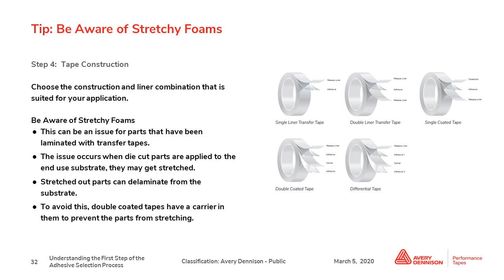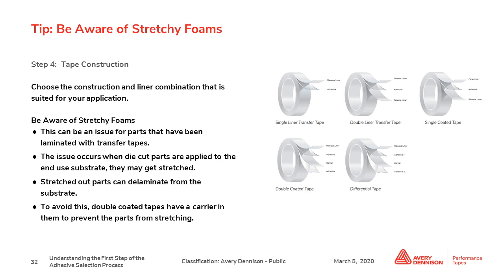So the next thing we're going to discuss real quick here is a tip, and we have two tips to discuss. So we want you to be aware of stretchy foams. This is an important thing to consider, what you're going to be laminating with, and you have to consider step 4, what tape construction you're going to be picking. So if you laminate a transfer tape to a very, very stretchy foam, and maybe if you're a converter and you're selling this die cut to an automotive tier, and this tier company is applying the die cut by hand, a lot of times when laborers are applying die cuts by hand, they stretch out the tape a little too far when they're applying it to the substrate.